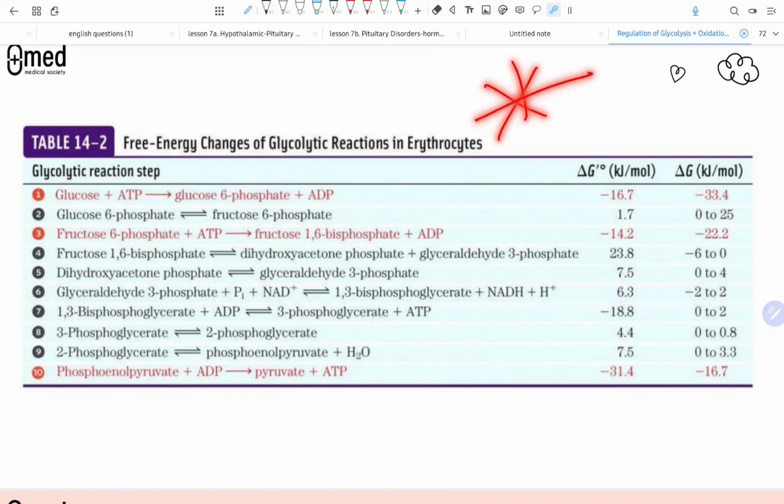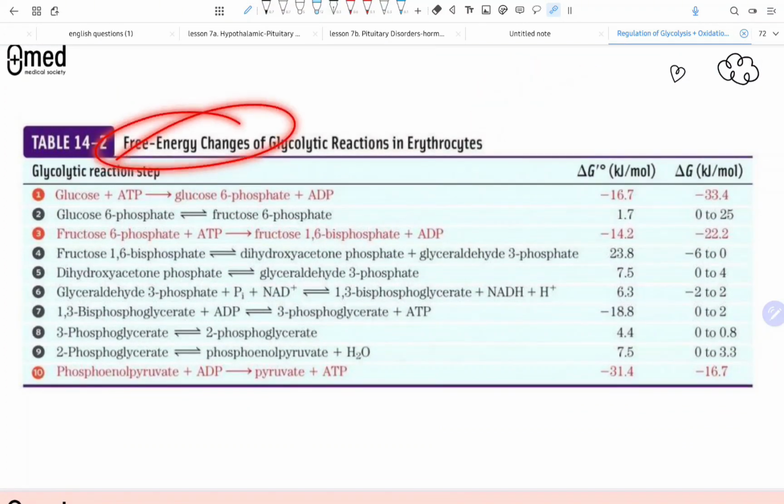Now, this is important. So, the free energy changes in glycolytic reactions. As you can see, these are the 10 steps of the glycolysis pathway. And this table is trying to tell you that there are 3 reactions in glycolysis that occur spontaneously. Spontaneously means that the delta G, or the change in the free energy, is negative. That delta G is negative means that the reaction occurs spontaneously. It means that it does not need a lot of energy for it to occur, okay? It means that this reaction is energetically favorable.